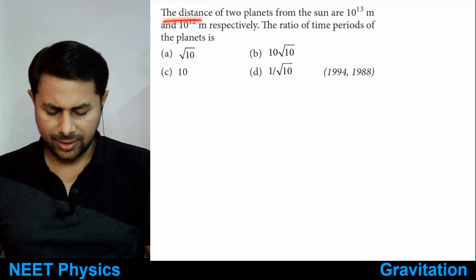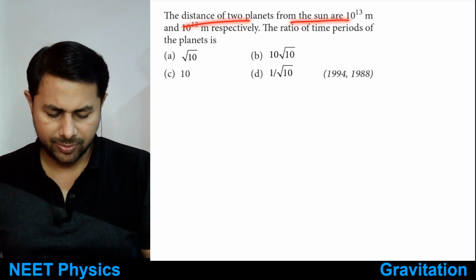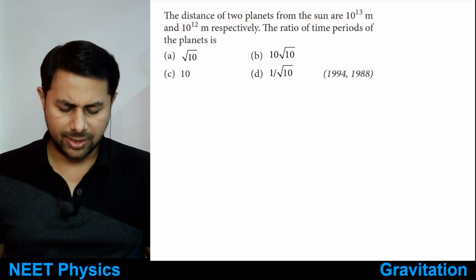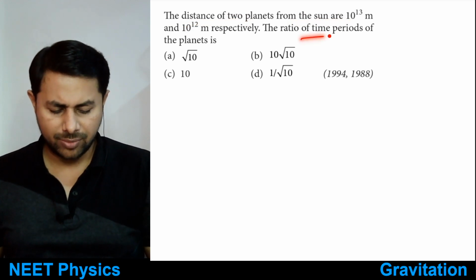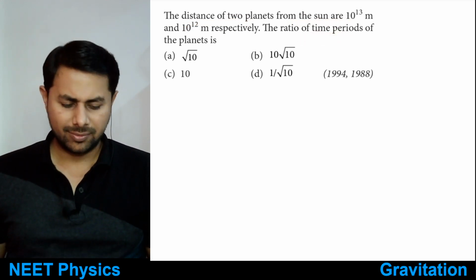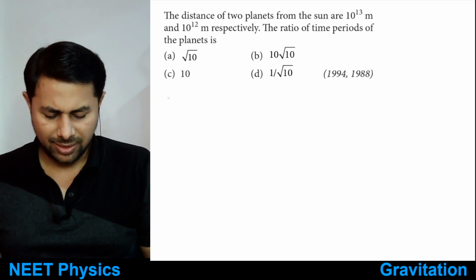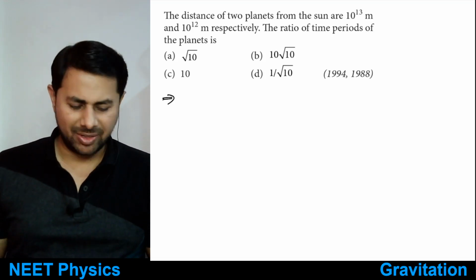So this is, I think, similar. The distances of two planets from the Sun are 10 raised to 13 and 10 raised to 12 meters respectively. The ratio of their time periods? Similar to the last one, but in that one distance was asked, in this one the time period is asked.